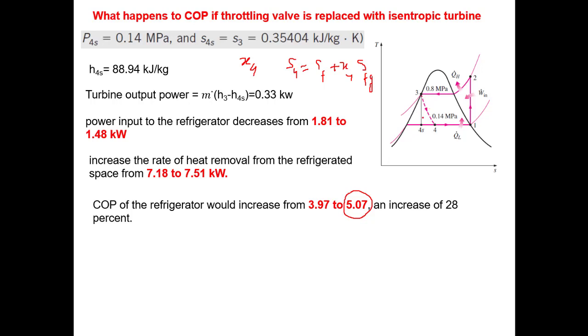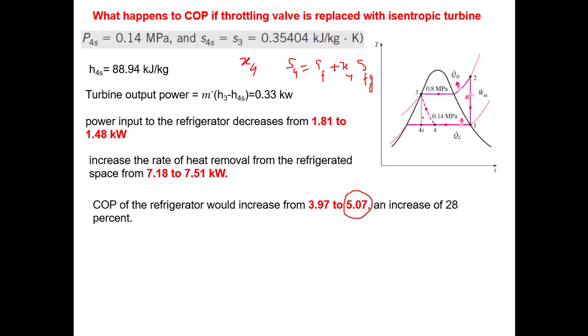But the problem is, this is not practically feasible. To replace a throttle valve, which is just a capillary tube, the cost of that capillary tube is in rupees. It may be like 500 rupees, maybe maximum 1000 rupees. But if you purchase an expansion turbine, the cost will be in thousands.